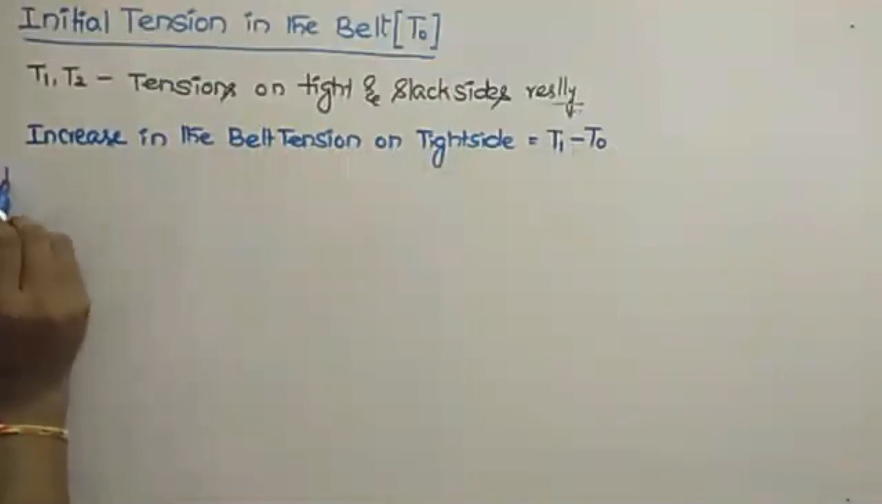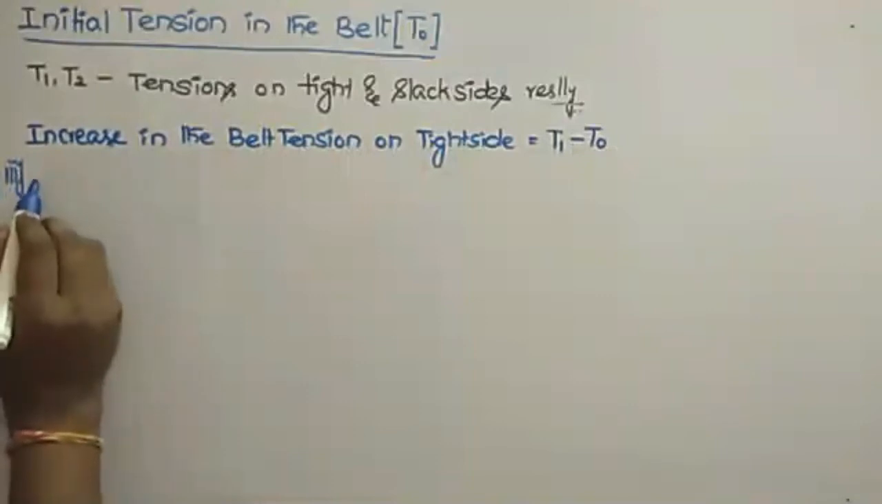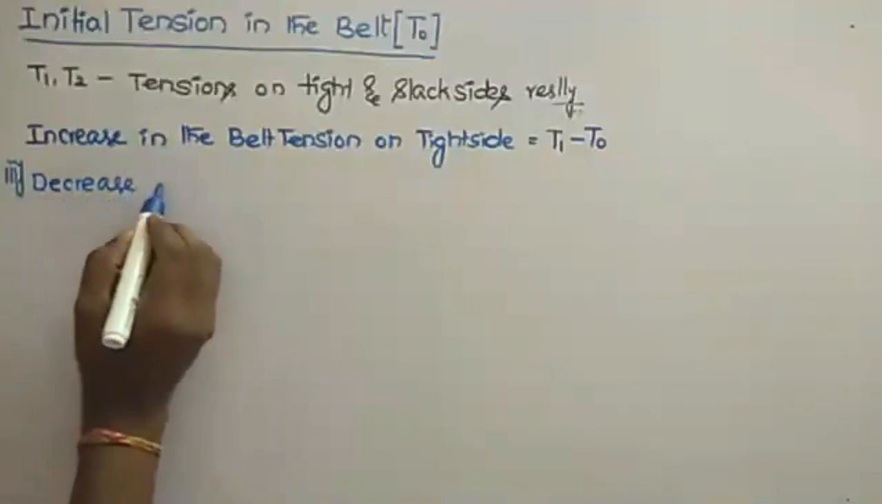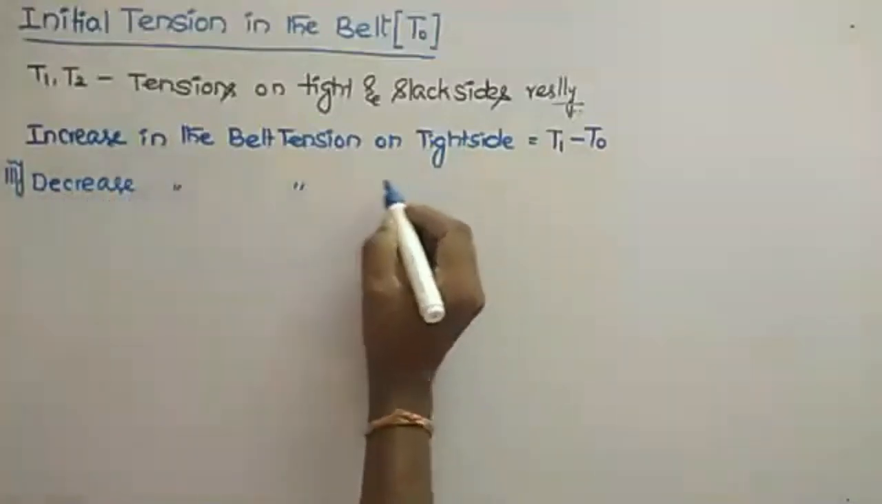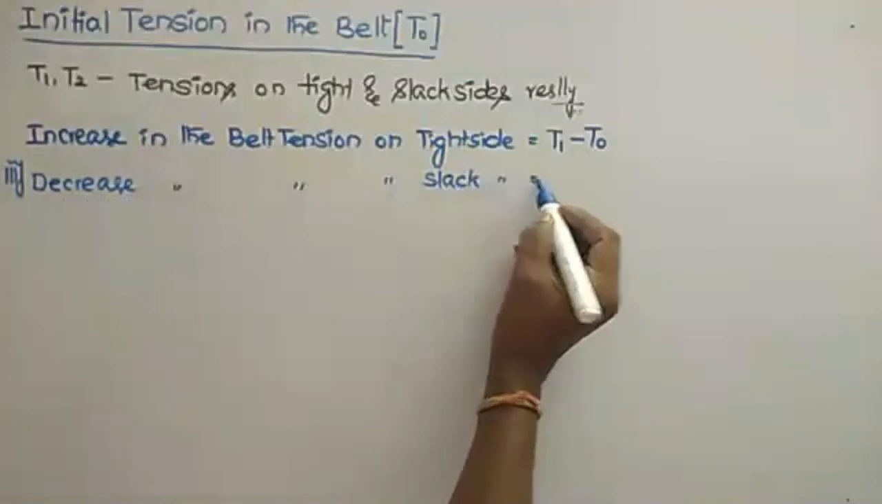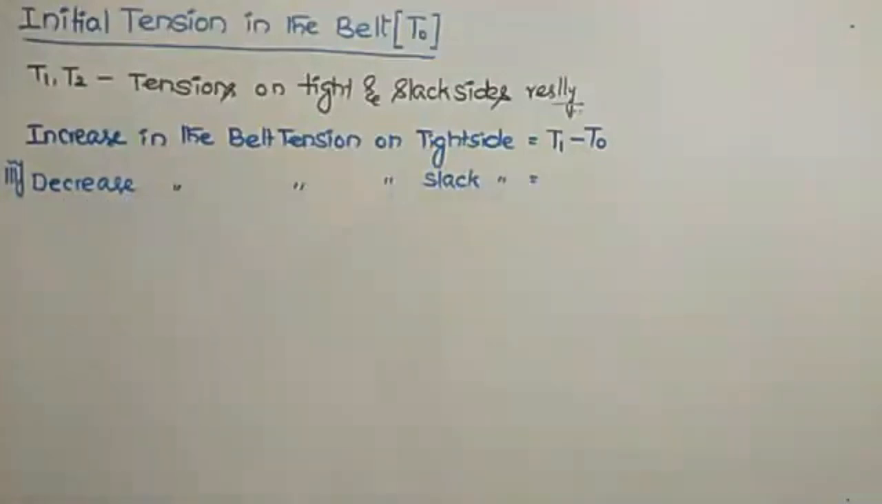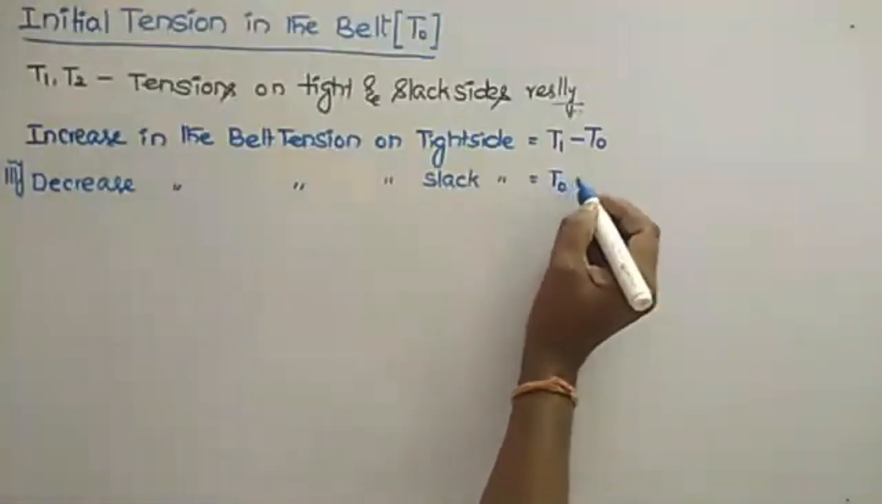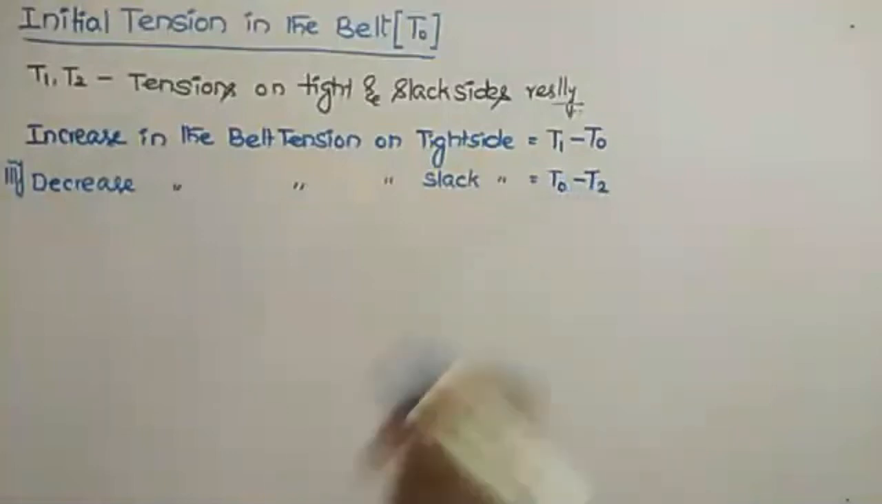Similarly, as I said, the corresponding decrease takes place in the tension value on slack side. So the decrease in the belt tension on slack side is equal to, what is the initial tension value? Initial tension is T naught, final tension is T2. T2 is less than T naught. So T naught minus T2. This is the corresponding decrease value.